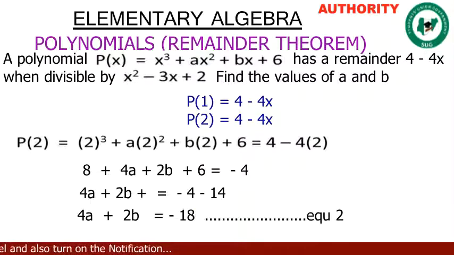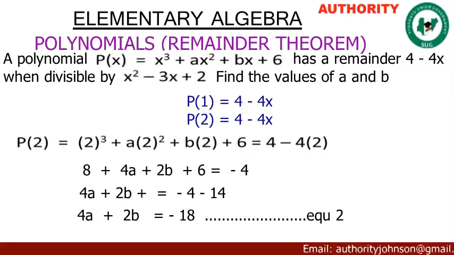That is 2 times 2 times 2. Now plus 2 raised to the power 2 will give you 4 times a, which gives 4a. We have plus b times 2 will give you 2b, plus 6 is equal to 4 minus 4 times 2 will give you 8. 4 minus 8 will give you minus 4. So we have 8 plus 6, which will give you 14. 14 plus 4a plus 2b is equal to minus 4.